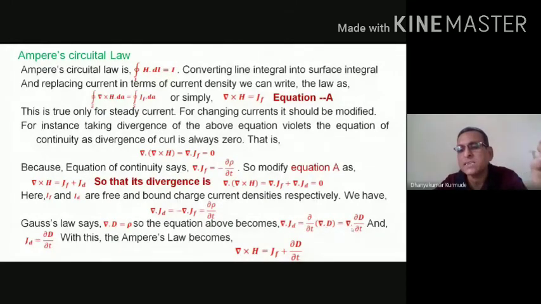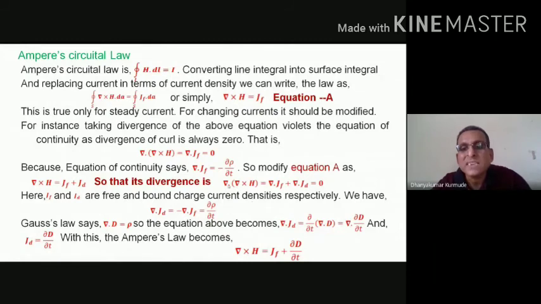So rewriting this equation, we arrive at the final result, that is del dot JD is equal to del dot dou D by dou t. So removing the divergence operator, we have the value of del dot JD as del dot dou D by dou t. So the value of the quantity which we have added in this equation is del dot dou D by dou t.